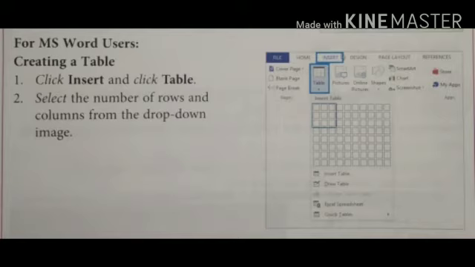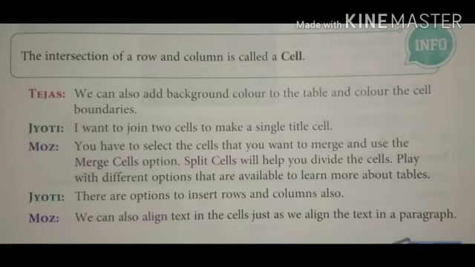The next thing is, what is a cell? The intersection of a row and a column is called a cell. And what is merge cell? Merge cell means to combine. So if you need to combine 2 or 3 or more than 2-3 cells into a single cell, then you can select those cells and click on merge cell option. It will help you in combining the cell. And if you want to divide that cell into many parts, then you can click on split cell. Split means to divide. It will help you divide the cell.